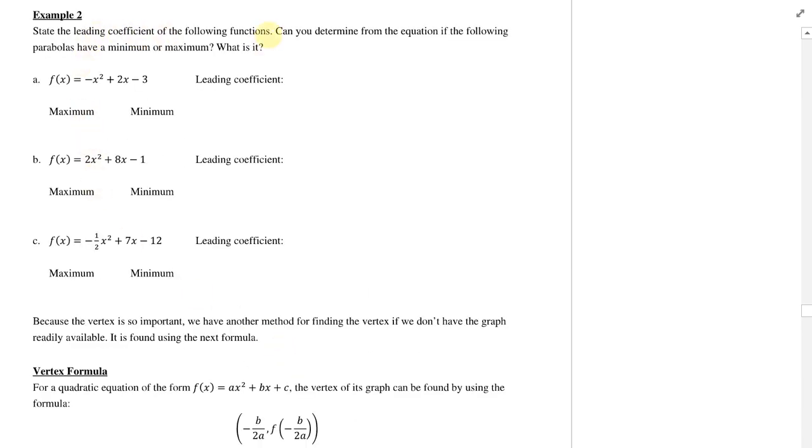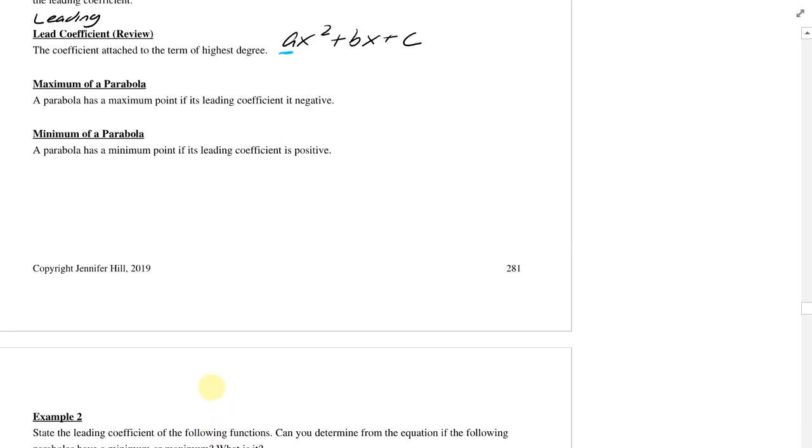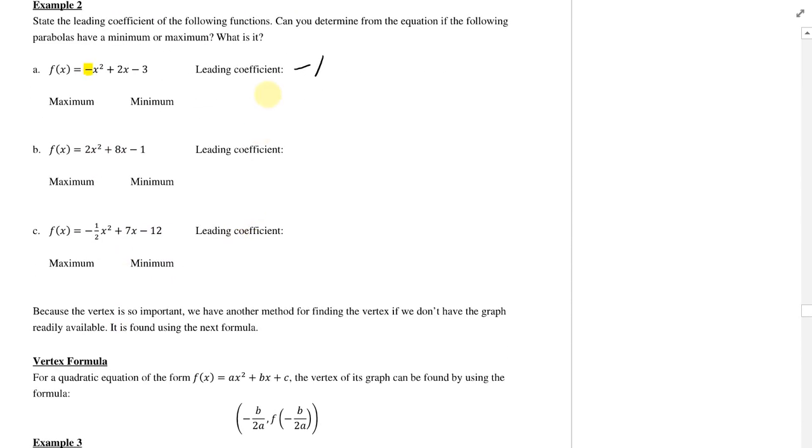I want to state the leading coefficient, and then determine if the parabolas have a maximum or a minimum. For instance, here with b, I've got -x squared plus 2x minus 3. The leading coefficient is what's attached to the x squared, so this would be it. What is this leading coefficient? Well, it's technically -1 in disguise. Then you might have to refer back to the other part of the definitions. If the leading coefficient is negative, then you have a maximum. If the leading coefficient is positive, then you have a minimum. In this case, it's negative, therefore I have a maximum.